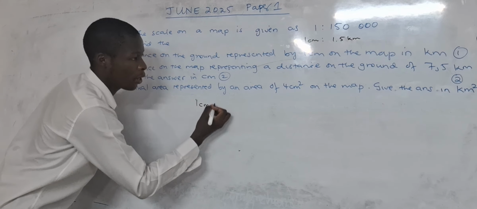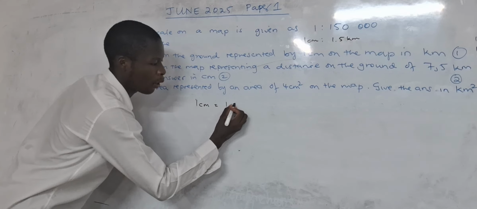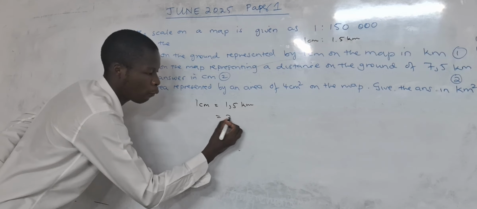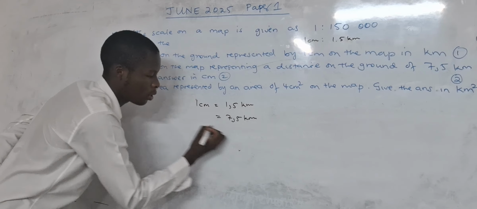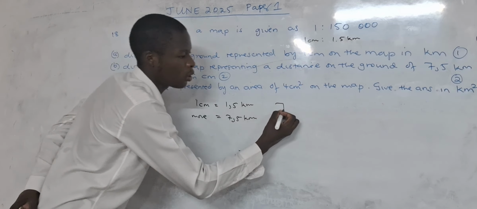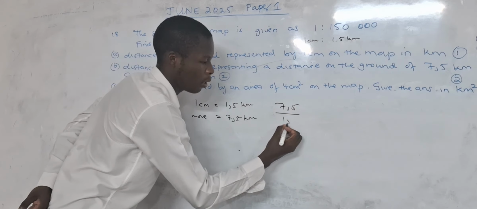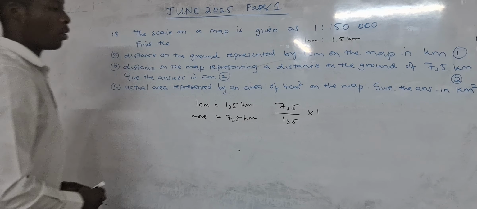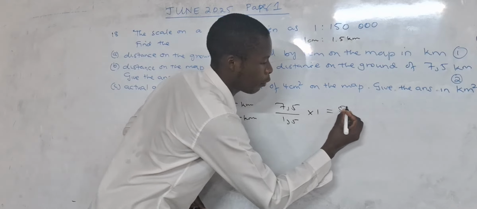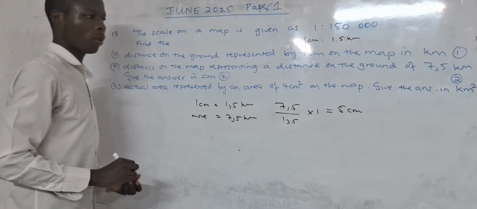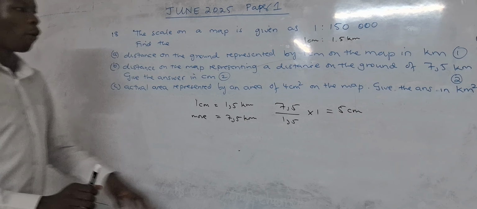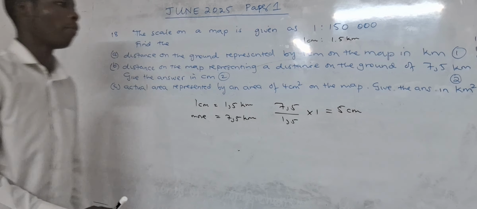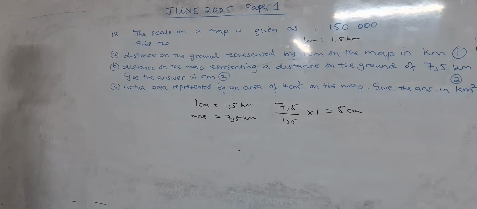1 centimeter on the paper is equal to 1.5 kilometers. What about 7.5 kilometers on the ground? This is more, so it is 7.5 divided by 1.5 times 1. What is the answer? This is equal to 5 centimeters. So 5 centimeters on the map will be representing 7.5 kilometers. You get 2 marks for this.